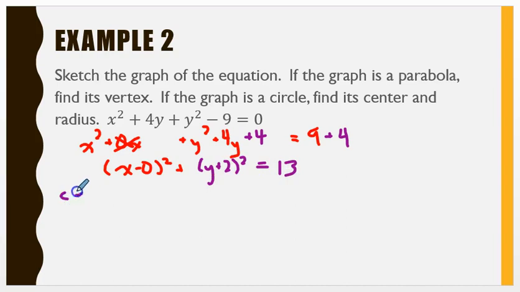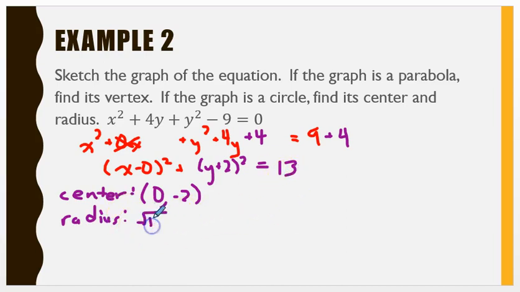So that means that my center in this case is 0 for the x value and -2 for the y value. And my radius, since we can't break down the square root of 13, it is just going to be the square root of 13. And you might want to approximate what that equals in decimal form for purposes of graphing.